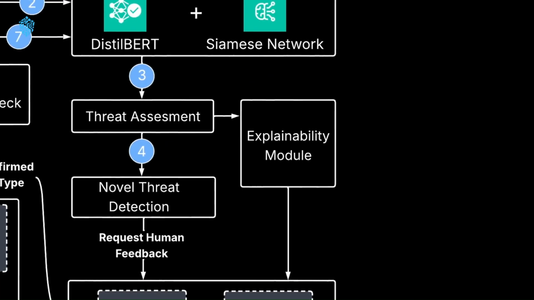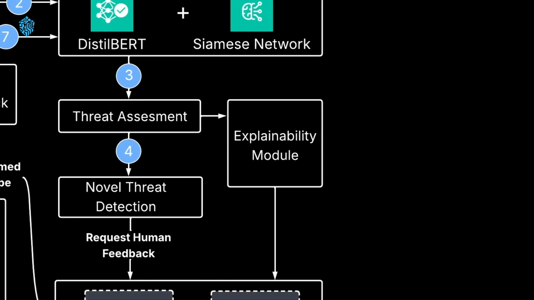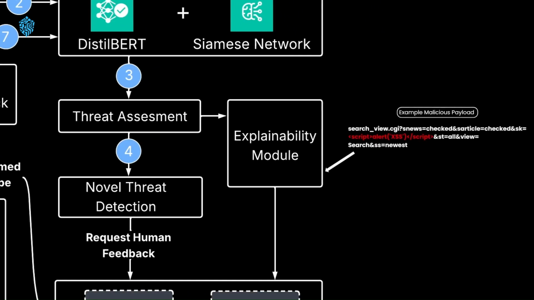Now, detection alone is not enough in a security system. Analysts also need to understand why a request was flagged. That is where the explainability module comes in. NeuraShield highlights the suspicious part of the payload and provides a human-readable explanation of how it influenced the model's decision.